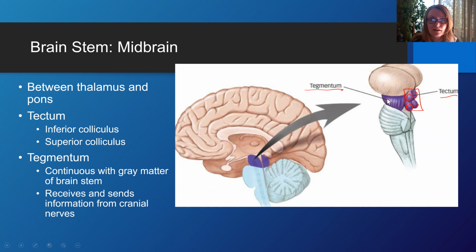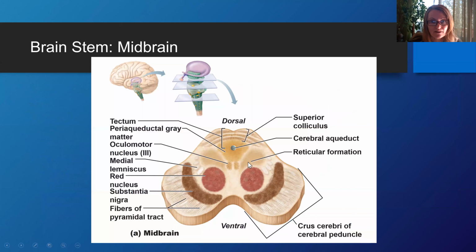And the tegmentum is the anterior part. It continues with the gray matter of the brainstem. And it receives and sends information from cranial nerves. So that's our midbrain. We have a better picture over here. So if you look at a cross section through a midbrain, here's our tectum, right? So here we have a superior colliculus, like little hills. All right, inside we have the central canal. I'm sorry, it's still the cerebral aqueduct.